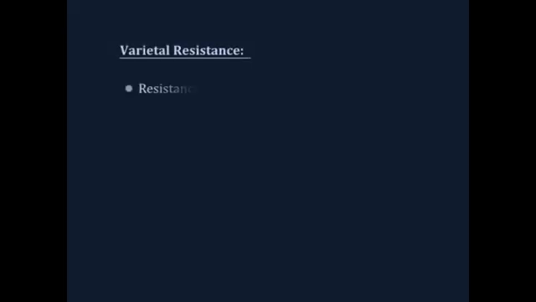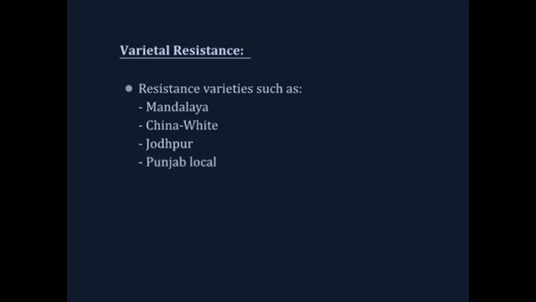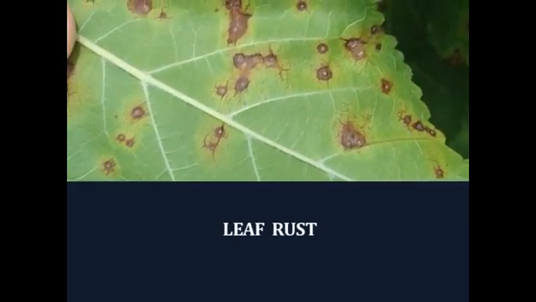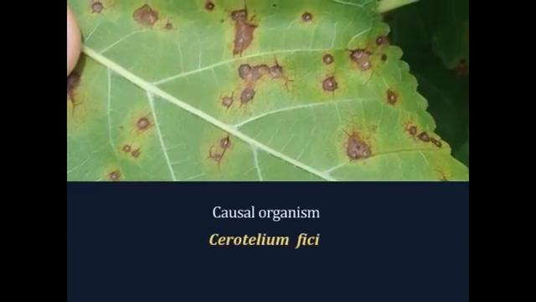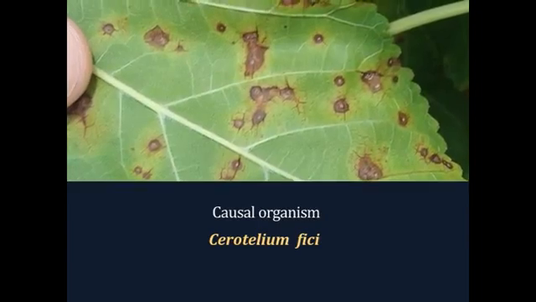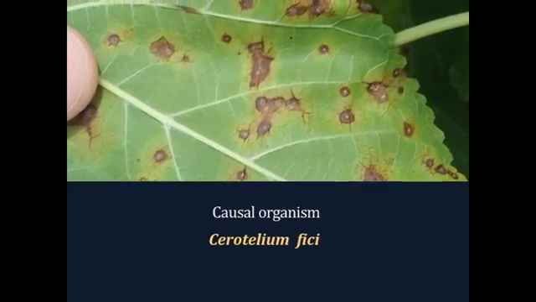Varietal resistance. Resistant varieties such as Mandalaya, China White, Jodhpur, Punjab Local, MR2, Almora Local are found to be resistant. Next important disease is the leaf rust. The causal organism is Cercospora fusarium. Now let's see the symptoms of the disease.